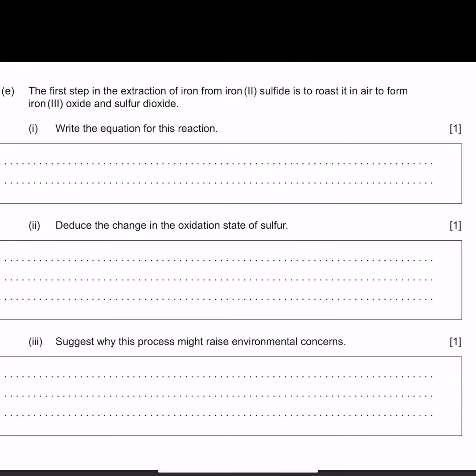In this question, it's given that the first step in the extraction of iron from iron(II) sulfide is to roast it in air to form iron(III) oxide and sulfur dioxide. Write the equation of this reaction. So let's try to identify the reactants and products that have been given in the statement.